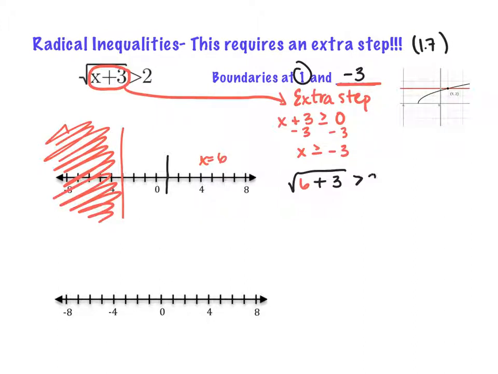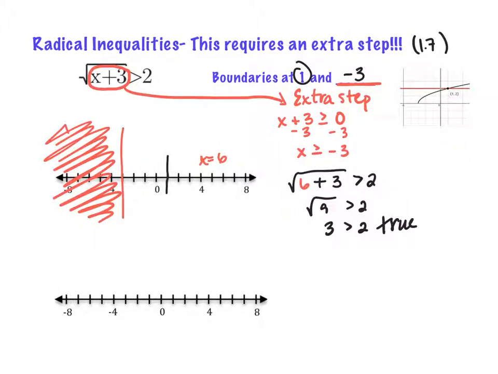9 is a perfect square. You can use anything and just put it in your calculator, but for the purposes of simplicity, I'm going to use 6. So I've got the square root of 9 is greater than 2. So I have 3 is greater than 2. That is true.